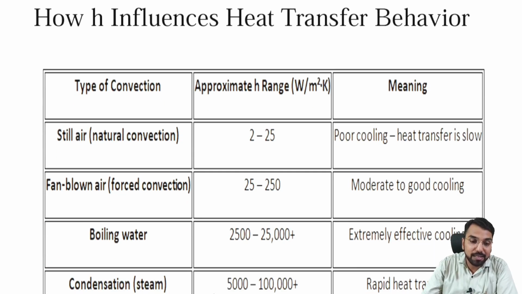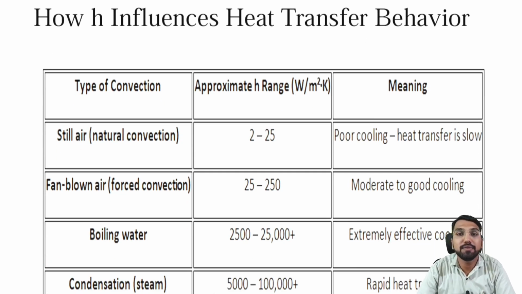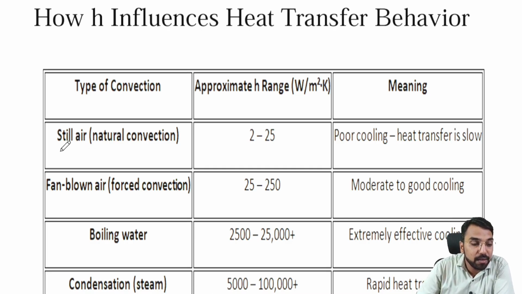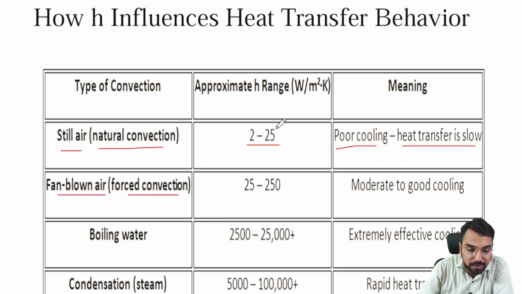So how does H, the convective heat transfer coefficient, influence the heat transfer behavior overall? Let's see this. In still air, that is natural convection, we know that the H value will be lower, so we get poor cooling and the heat transfer will be slow. And with fan-blown air, that is forced convection, the H value will be more than natural convection, and we can obtain moderate or good cooling.